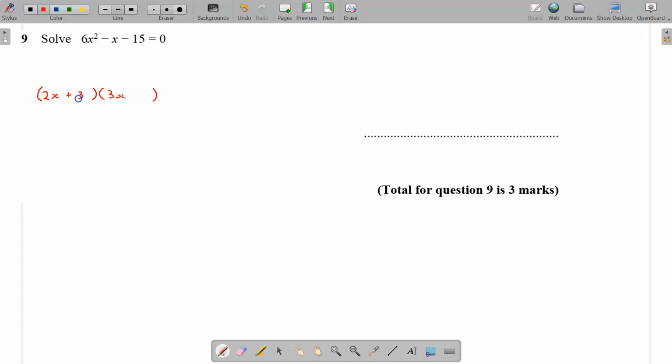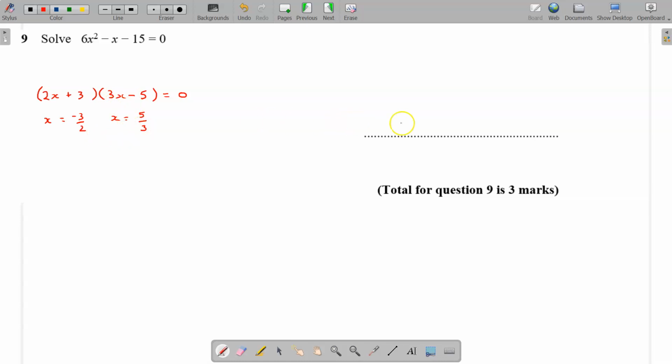Plus 3 and minus 5. And that works because if you multiply that pair of brackets out, you will get the original quadratic. And from this, these are the 2 factors, so the roots or the solutions are, to make this first bracket 0, x would have to be equal to negative 3 over 2, or x would have to be equal to 5/3 for this one to be 0.